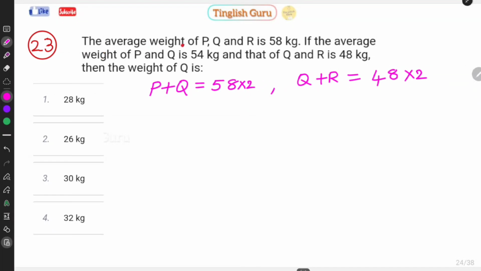Averages bit. The average weight of P, Q and R is 58. The average weight of P and Q is 54 and the average weight of Q and R is 48. Then what is the weight of Q? So simply it is given that the average weight of P and Q is 54, which means the total weight is 54 into 2. That implies P plus Q is equal to 108.